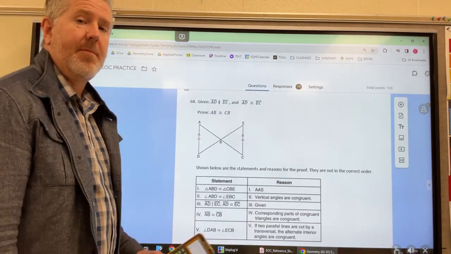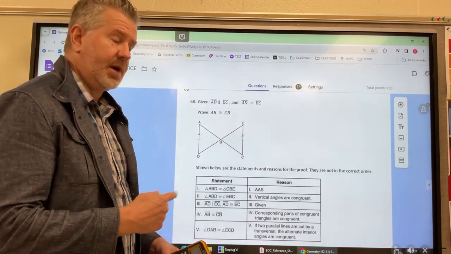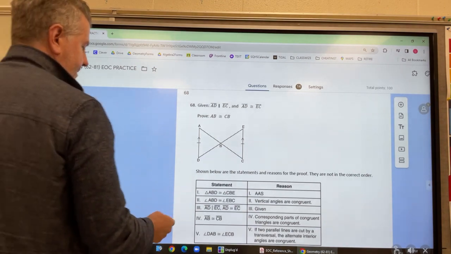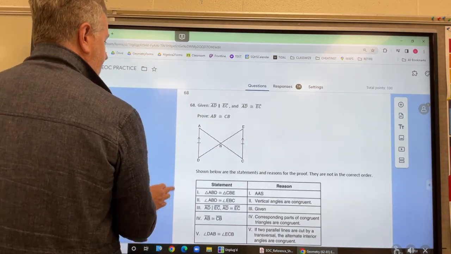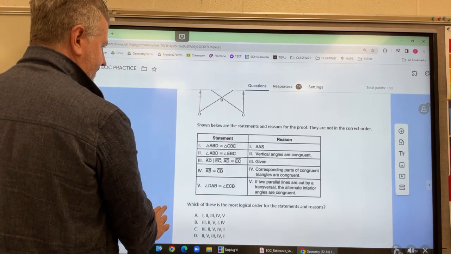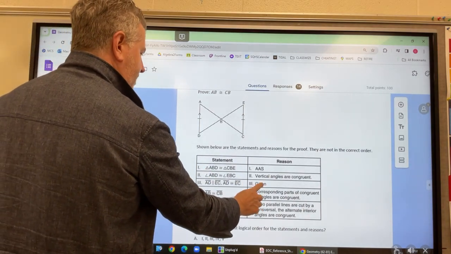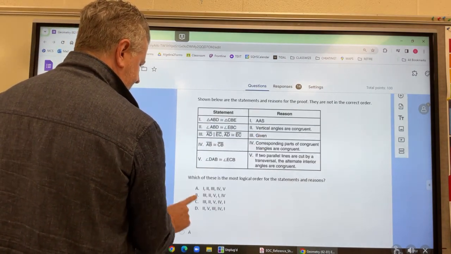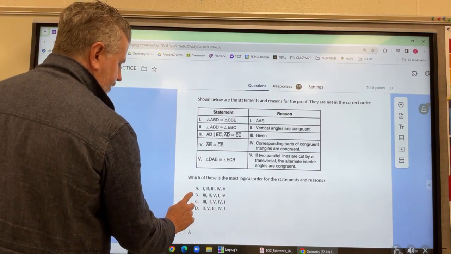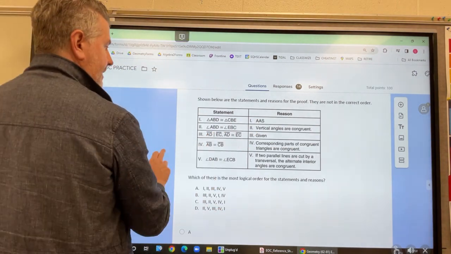Now, from what I understand, you're not going to be having proofs on the EOC this year, but we will look at this anyway because it's going to reinforce some of the things that we know to be true. Which of these is the most logical order for the statements and the reasons? We'll move through this very quickly. So the givens are always first, right? So 3 is going to be first. So we've automatically got it narrowed down to either B or C because they both start with the given, 3.